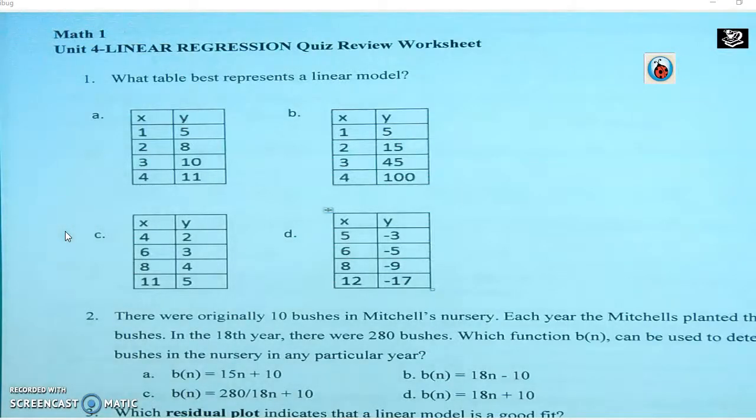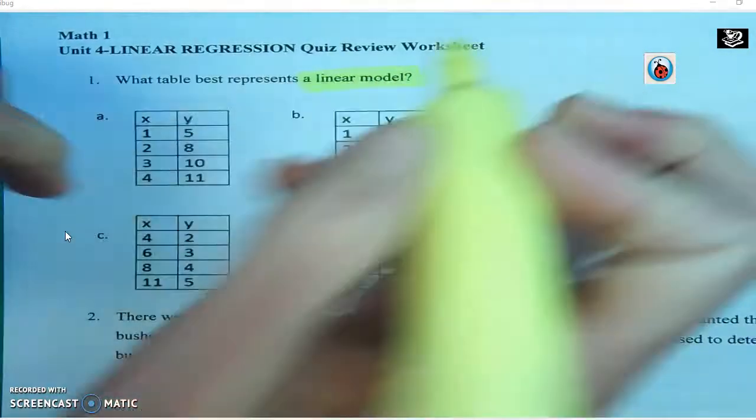This is the linear regression quiz review worksheet. Remember, you can pause this video at any time and rewind it and go back and listen to it again if I'm going too fast. Which table best represents a linear model?